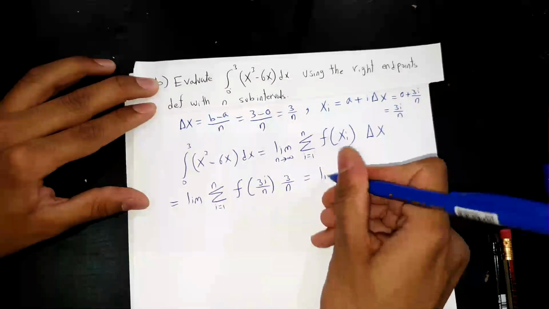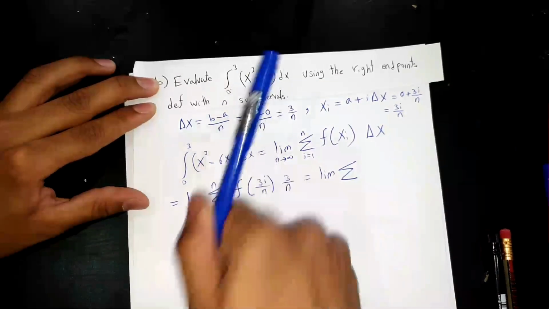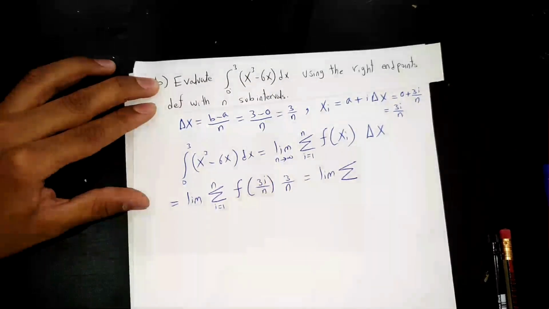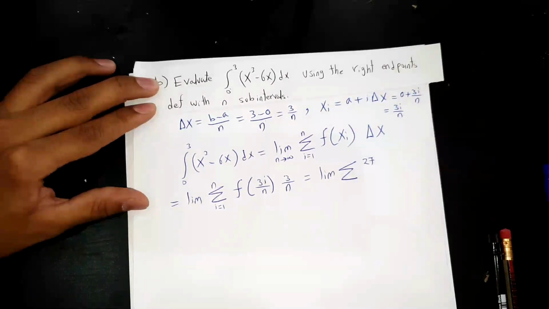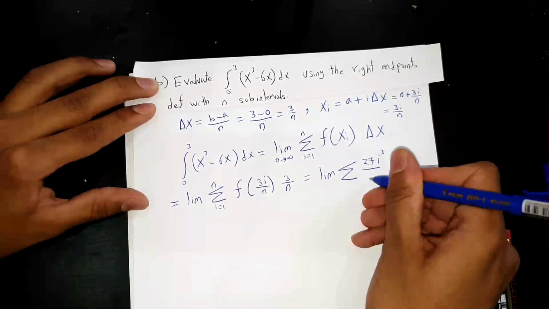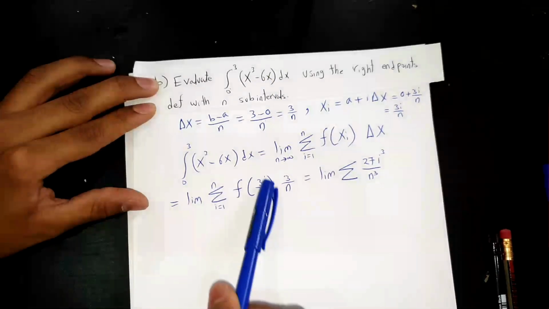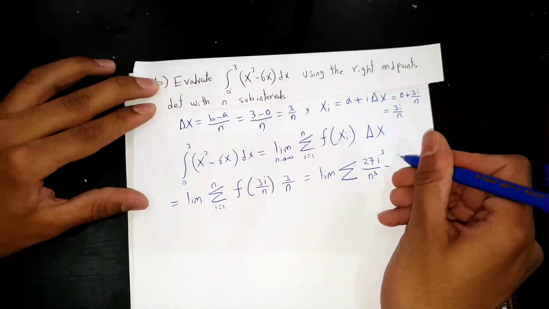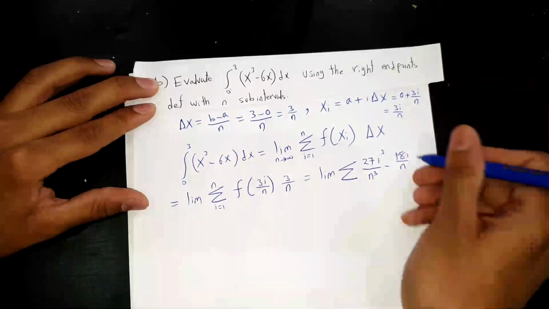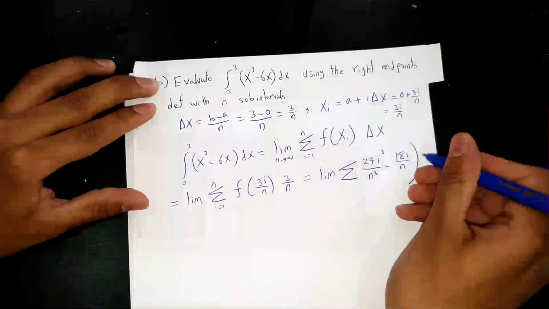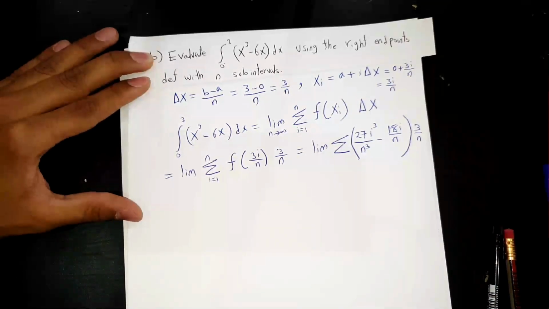Now let us simplify a little bit. This is the limit of summation. What is my function? It is x cubed minus 6x. So first cube whatever is inside the function. If you cube this, for sure you will get 27i cubed over n cubed, minus 6 times this. The 6 times this will be what? 18i over n. Correct? And do not forget, you need to multiply everything by 3 over n. Now simplify and we are done.